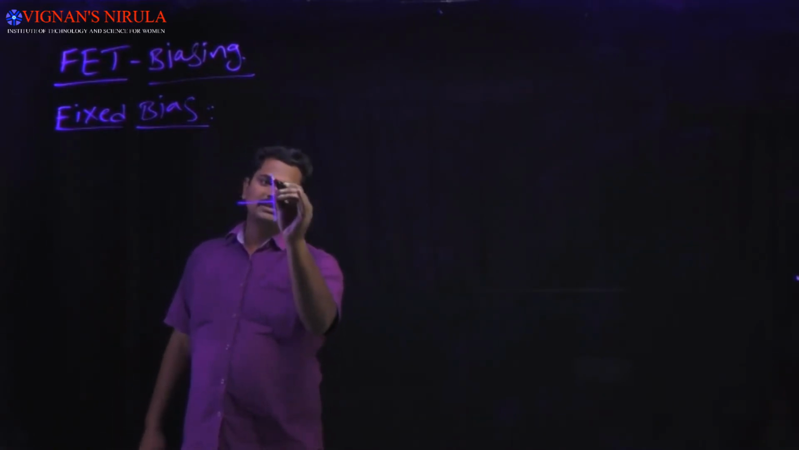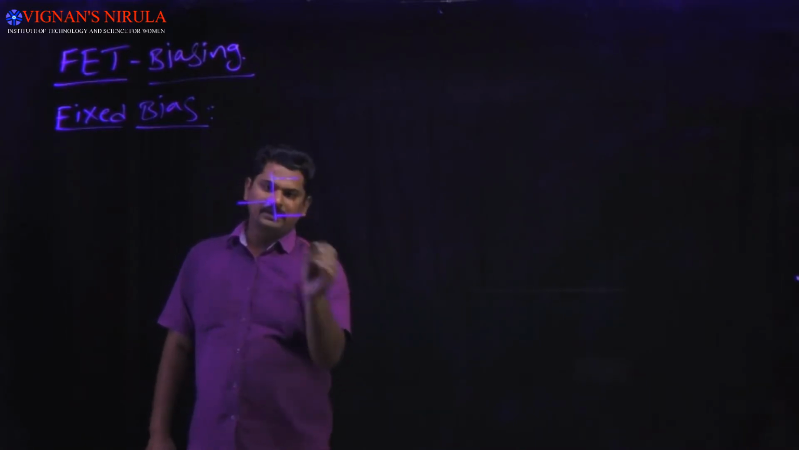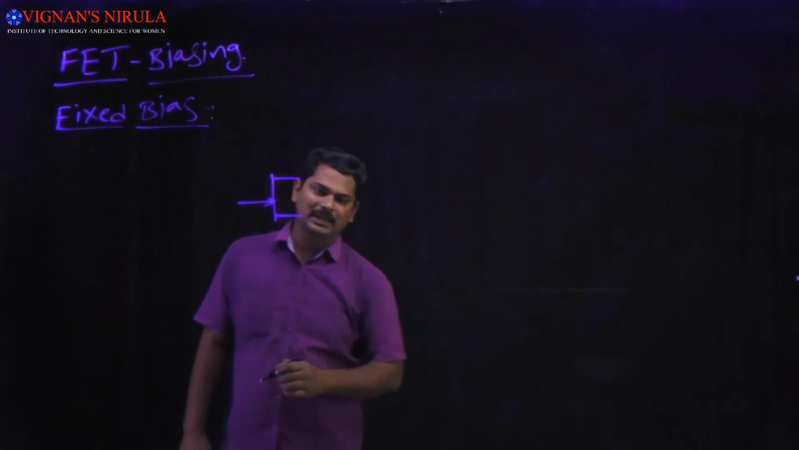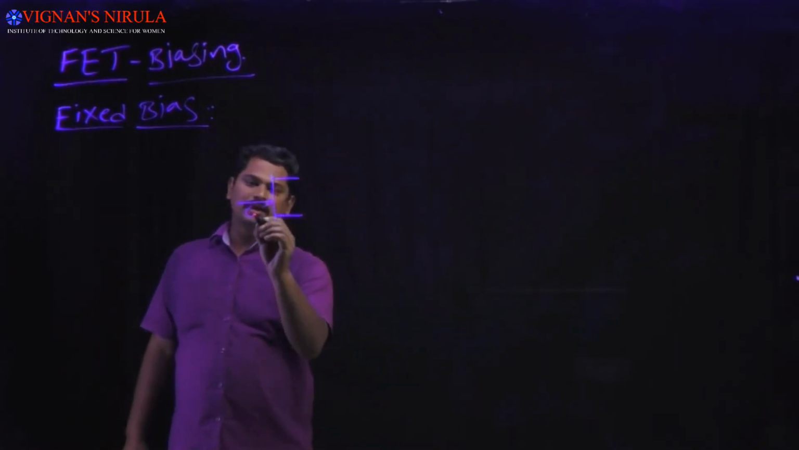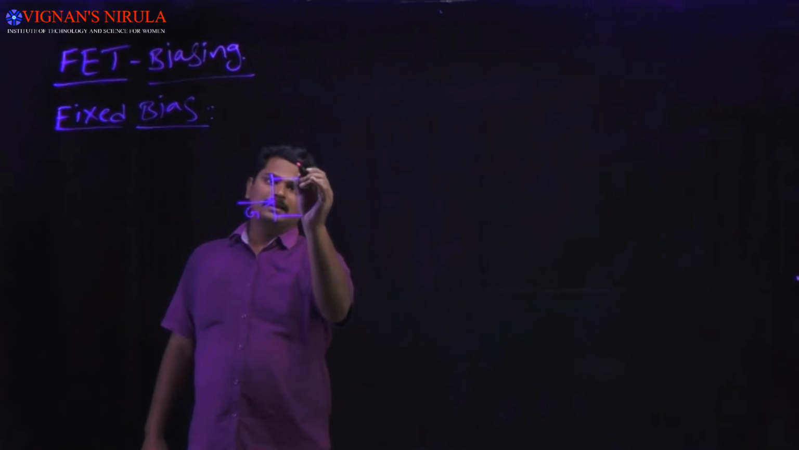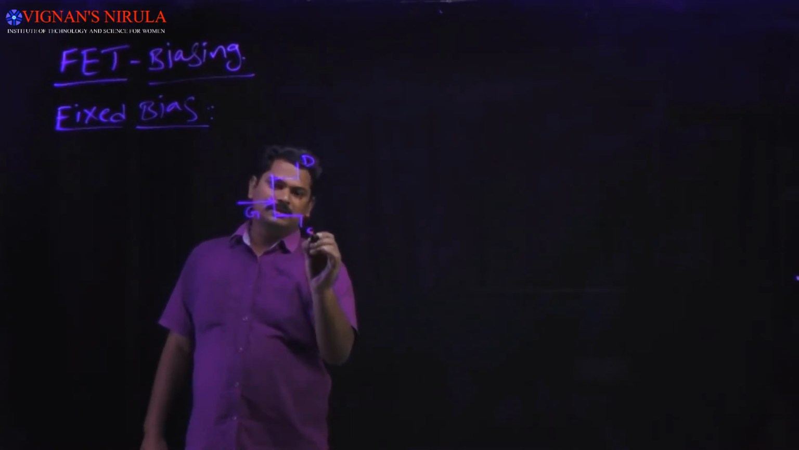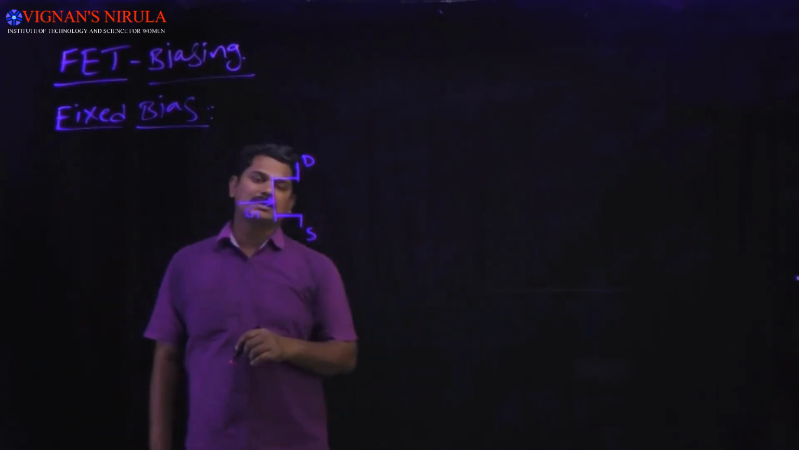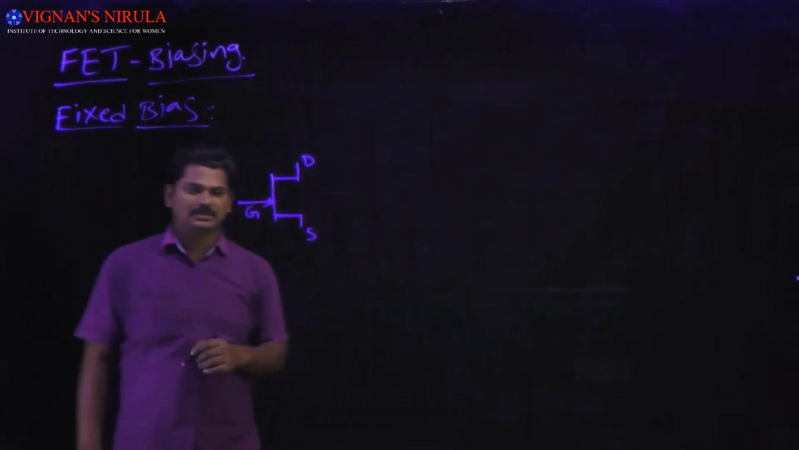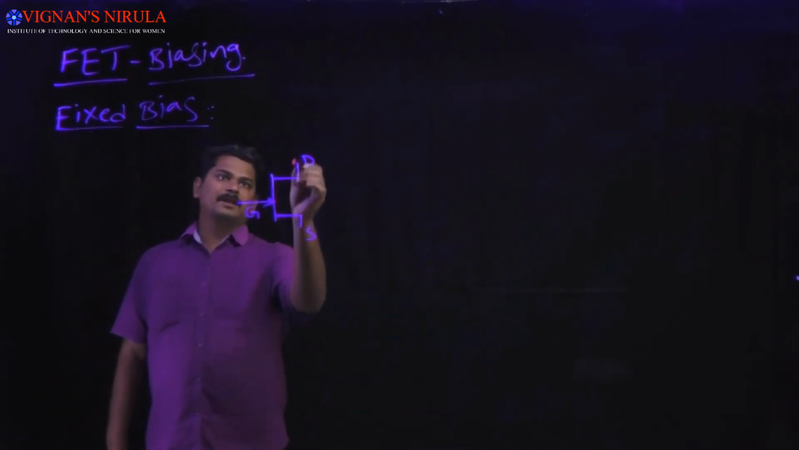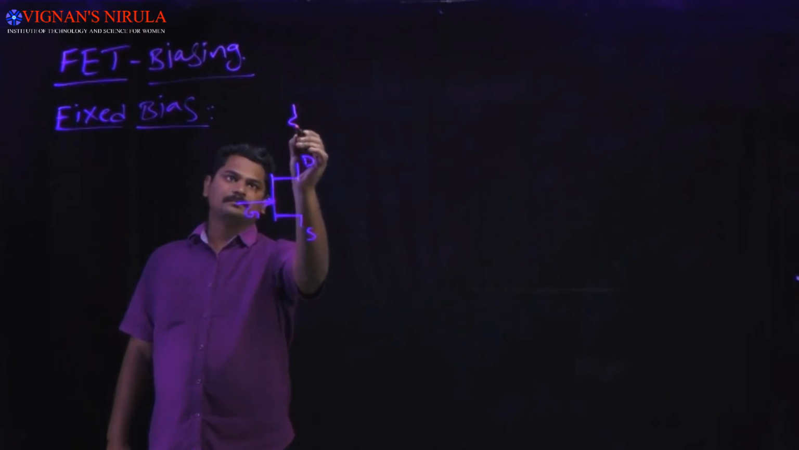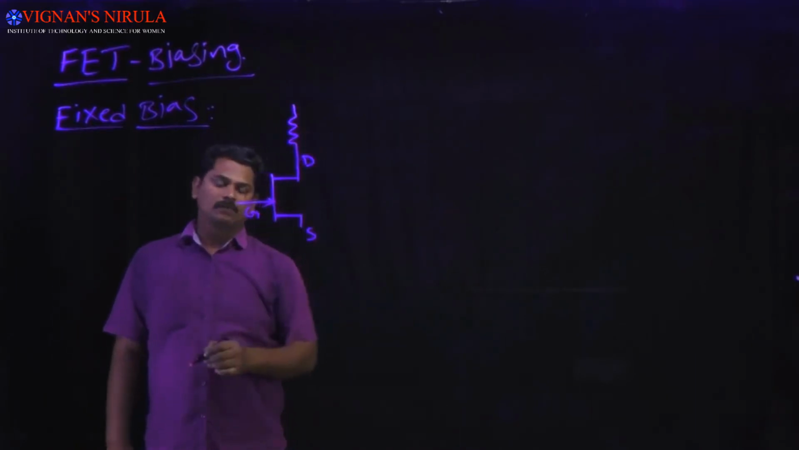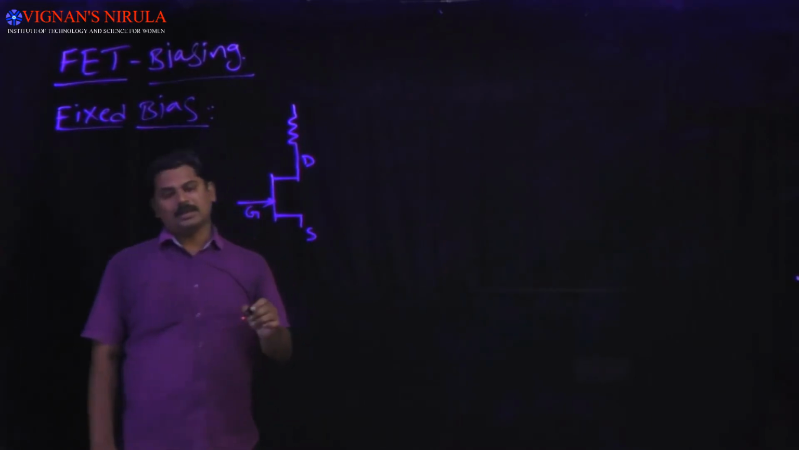so this is the symbol for FET, N-type JFET. This arrow mark shows the N-type JFET, and this is called the gate, this is the drain and this terminal is the source. In this fixed bias we are using two resistors. One is connected across the drain, and one more resistor we are connecting across the gate.